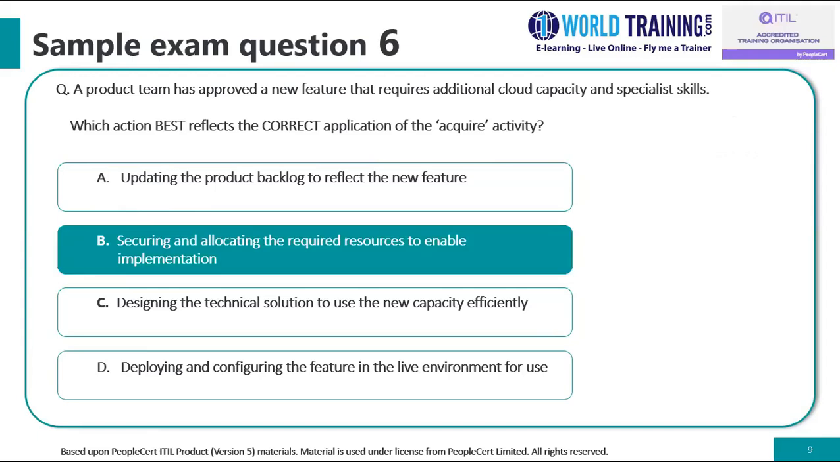Securing and allocating the required resources to enable implementation. The purpose of acquire is to secure and allocate necessary resources efficiently, ensuring sustainability and scalability of products and services. A is wrong. Updating the backlog is part of planning and prioritization, a discover output. C is wrong. Designing how resources are used belongs to the design activity. And D is wrong because deploying features is part of transition.